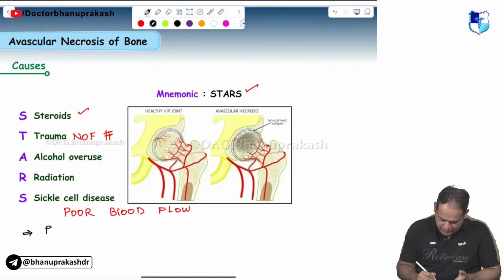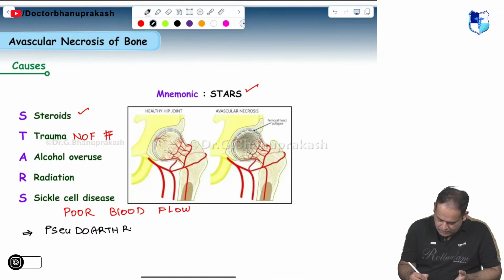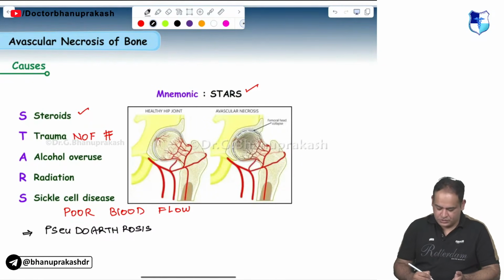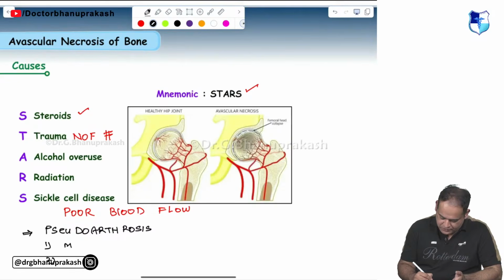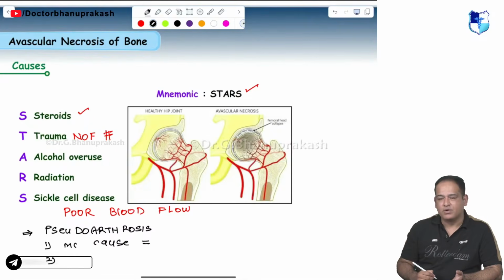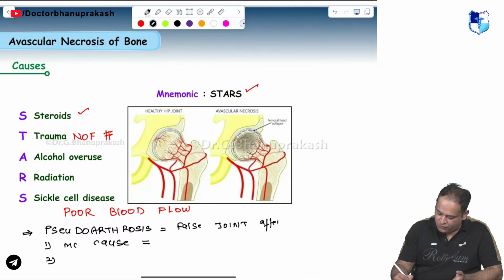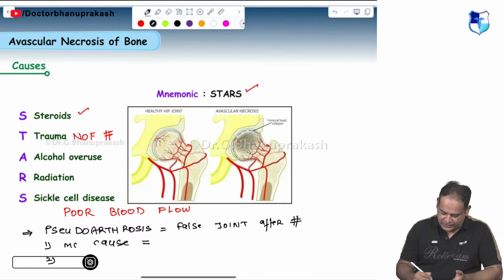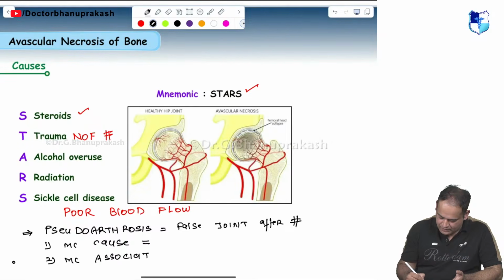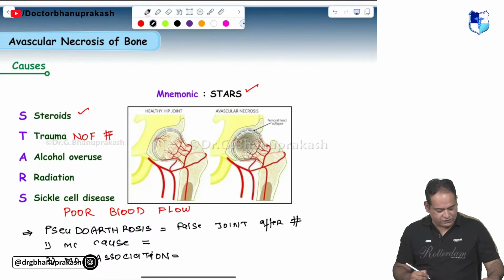Okay. Now here, something called pseudo-arthrosis. You have to answer two questions. Okay, first, just answer one. What is the most common cause? Pseudo-arthrosis is creation of false joint after fracture. What is the most common cause? Answer please, anyone. What is the most common cause and what is the most common association?